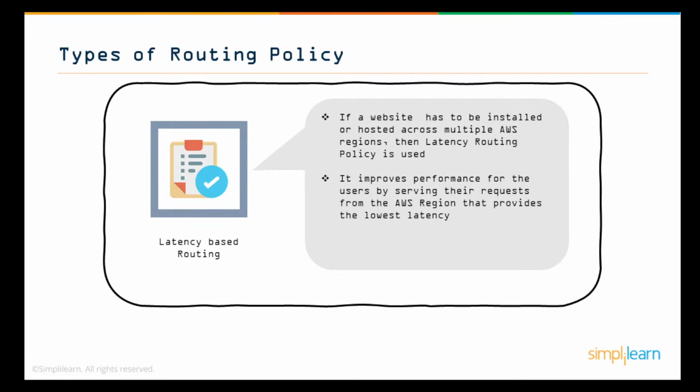So latency based routing is not related to a location. It is absolutely based on the current situation, which particular region or location is giving the lowest latency from that user's network. To use latency based routing, we should create latency records for the resources in multiple AWS regions.